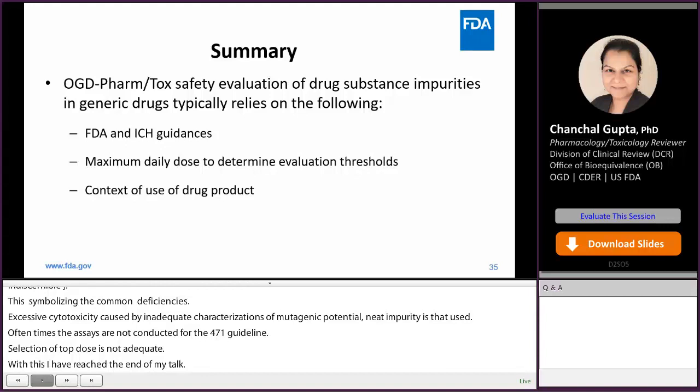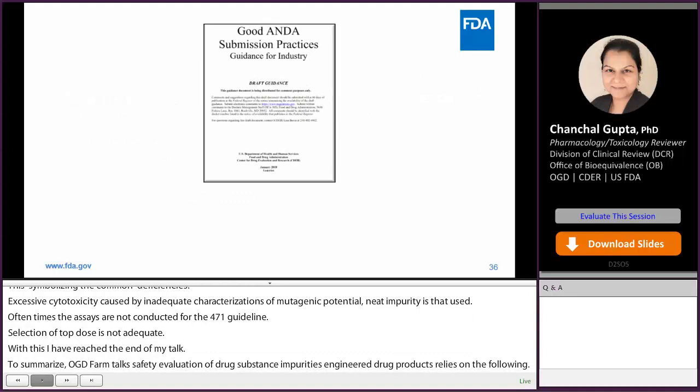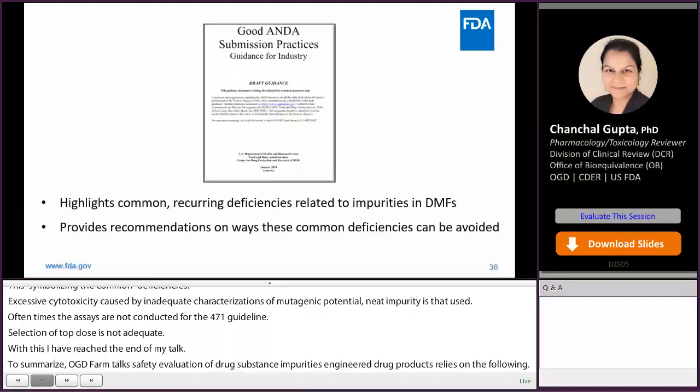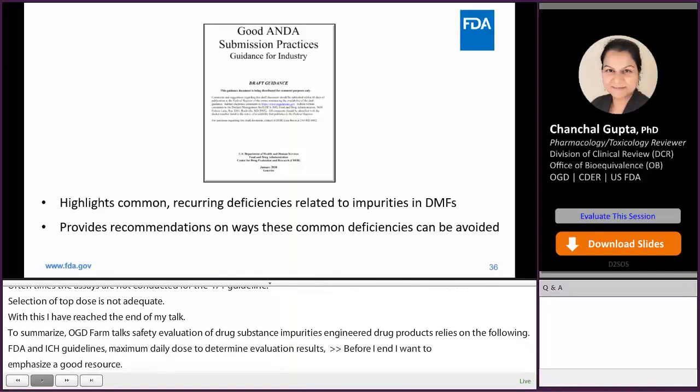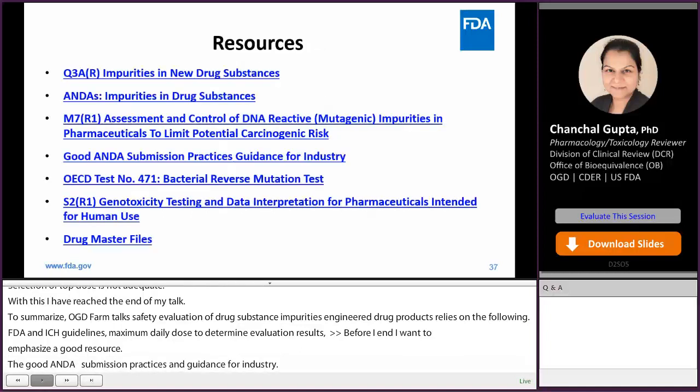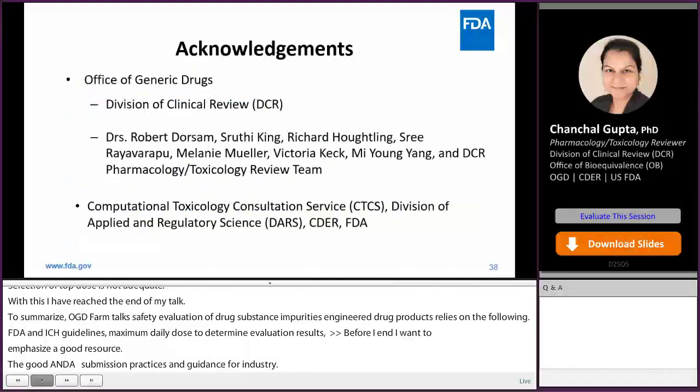Before I end, I want to emphasize this really good resource, the FDA Good ANDA Submission Practices Guidance, which describes common recurring deficiencies related to impurities in DMFs. It also provides recommendations on ways to avoid these deficiencies to help reduce the number of review cycles for an ANDA to attain approval. These are the useful resources with hyperlinks for your reference in future.